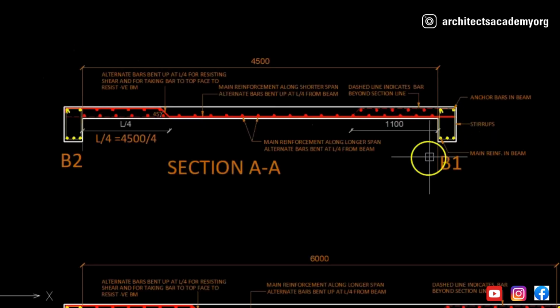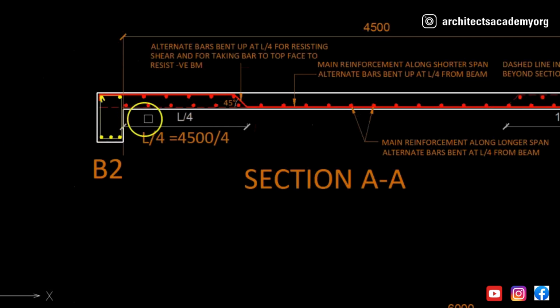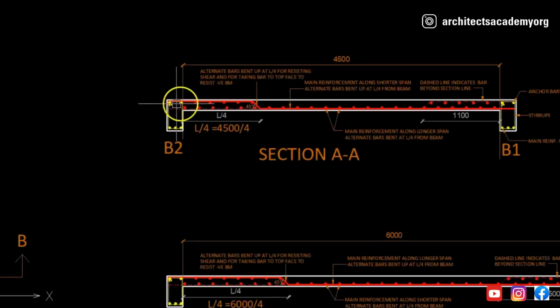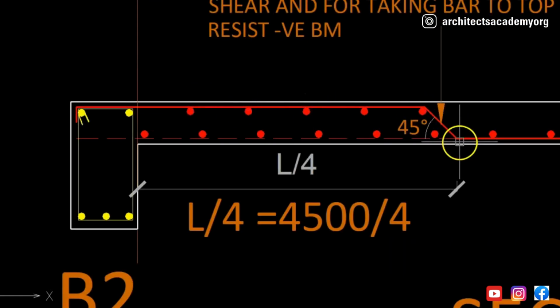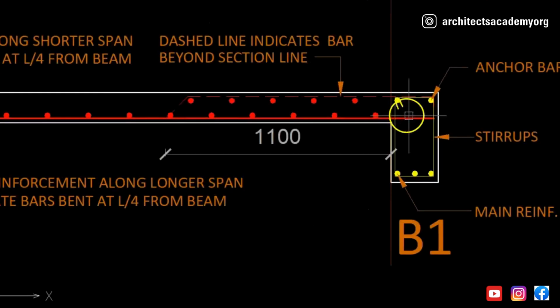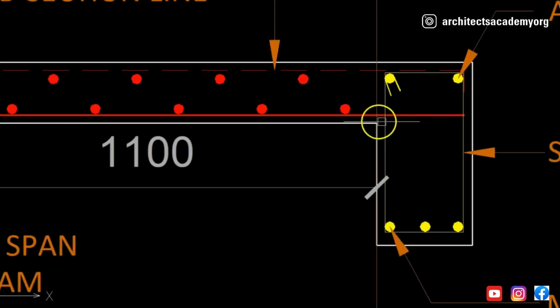If we zoom into this section, what you will see is the main reinforcement, shown here in red color, which is going right from beam B2 to beam B1. You will also see that the bar is bent up here at a distance of L/4, and it goes inside the slab and gets anchored inside the beam. Similarly, on the right hand side, this bar is going inside the beam and getting anchored up to a certain distance here.